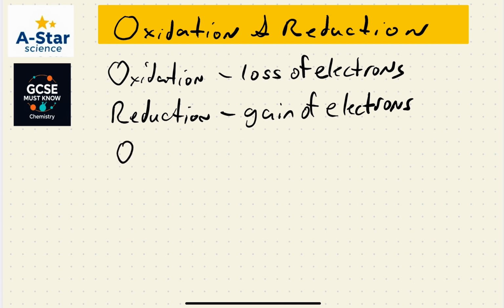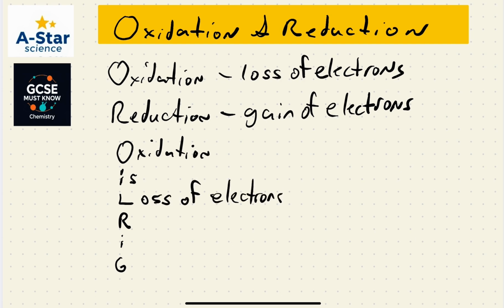And that acronym you'll see used in chemistry a lot is OIL RIG. Oxidation, that's the O, is loss of electrons. Reduction is gain of electrons. So that's a little acronym that you can use to remember what it stands for.